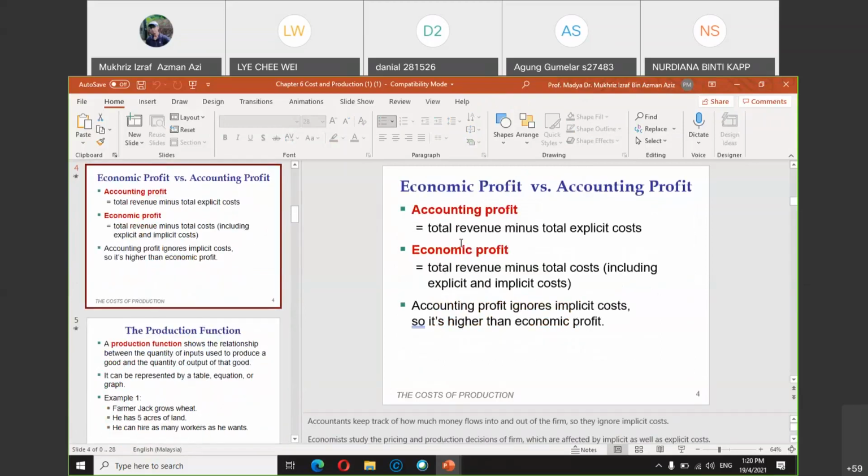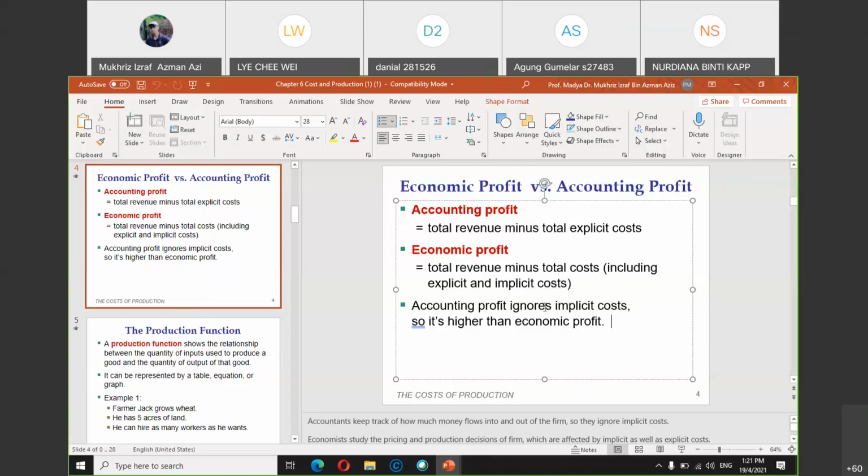Then in terms of profit, we have TR minus TC, total revenue minus total cost. The total cost in accounting is just the explicit cost. But in economics, whenever we define economic profit, we include not only the explicit cost but also the implicit cost in the revenue minus cost. So accounting profit ignores implicit cost. Usually the accounting profit will be higher than economic profit, because economic profit takes into account implicit cost.